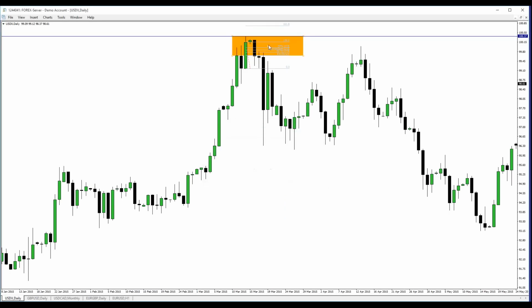Yeah, we'll stick with orange. That's good. The likelihood of price getting back into this side of the body of the candle and up to the high is very, very slim.